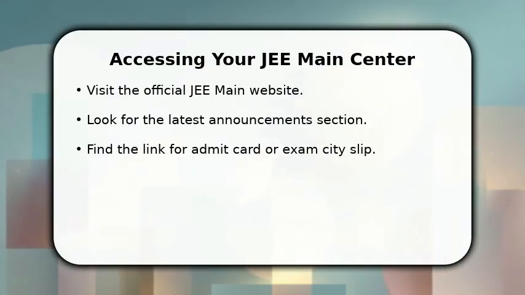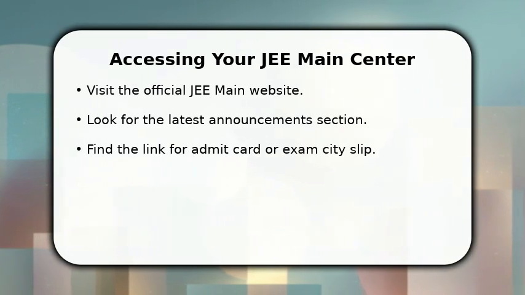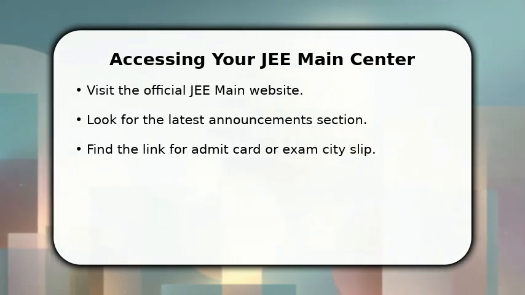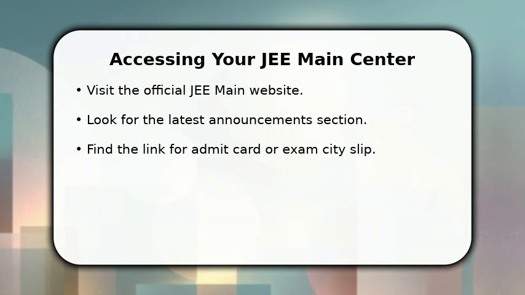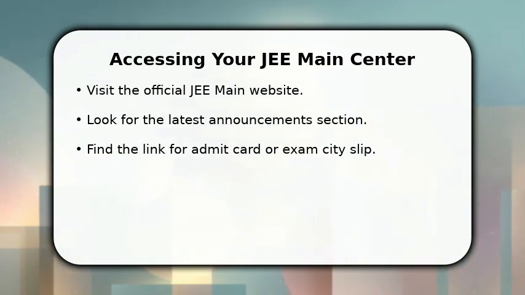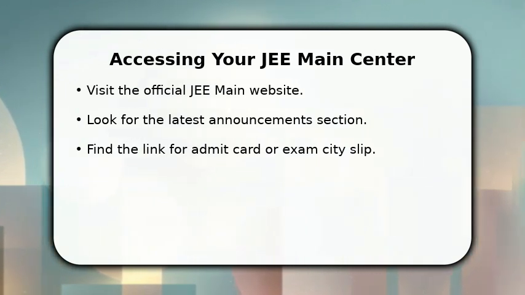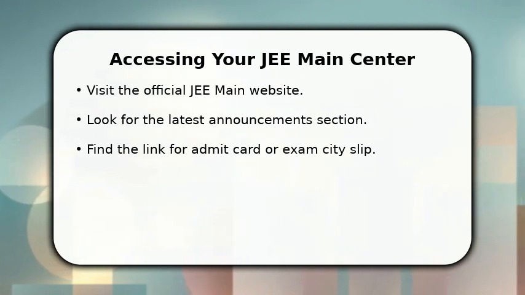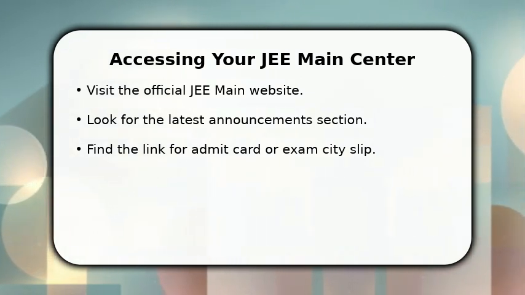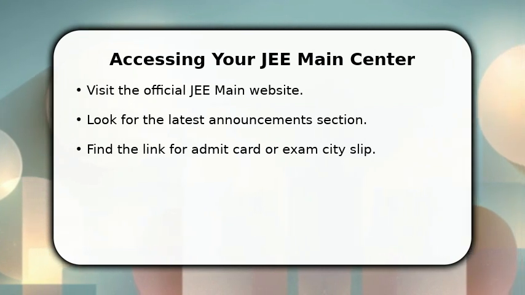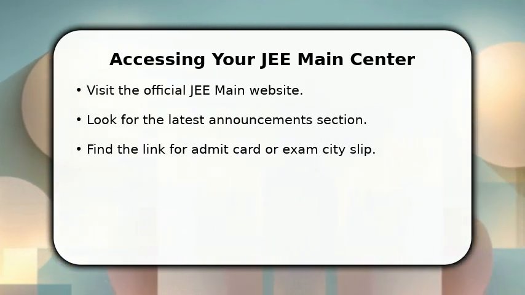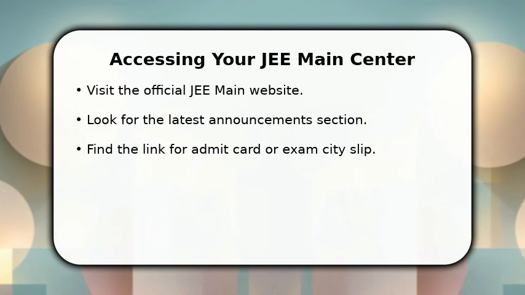In this video, I will explain how to check your JEE Main Center. First, navigate to the official JEE Main website. Once there, locate the latest news or candidate activity section. You'll find a prominent link specifically for downloading your admit card or checking your exam city details. Click on this link to proceed to the next step. This is crucial for confirming your examination venue.